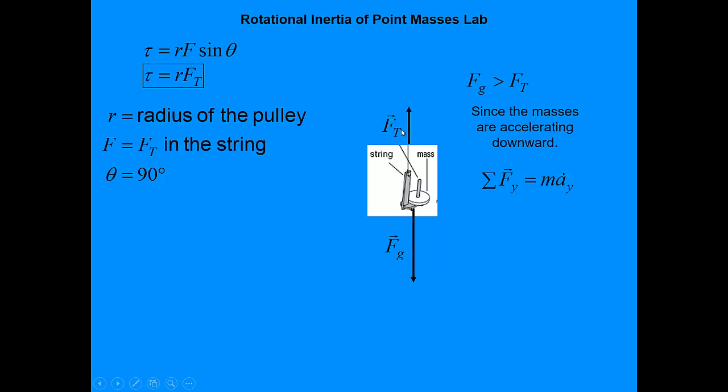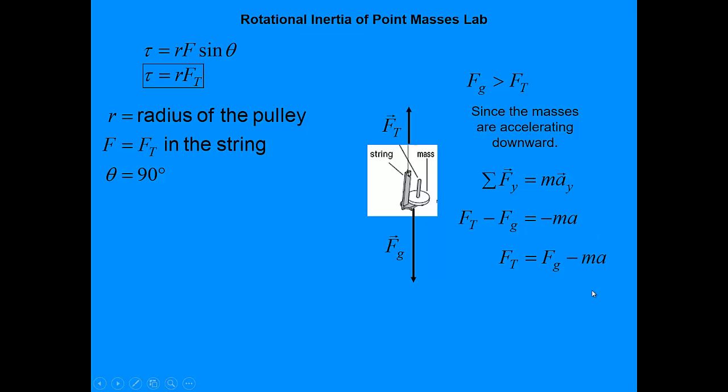Our force of tension is up, so positive. Our force of gravity is down, so negative, and our acceleration is down, so also negative. So if we write this out, getting rid of all of the vectors and turning it into a beautiful scalar equation, the force of tension minus the force of gravity equals negative ma. Again, up positive, down negative, down negative.